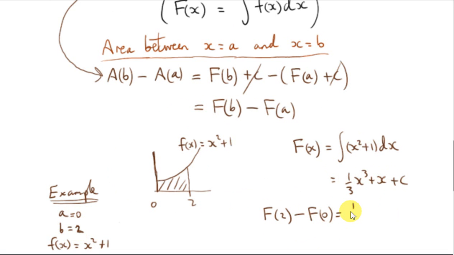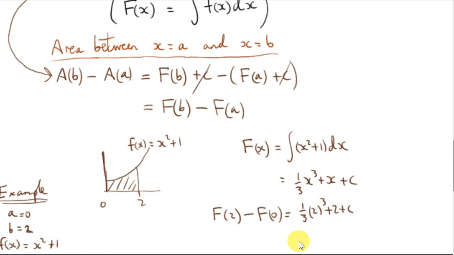So we plug 2 in for x, and then we subtract off big F of 0. So we write this out with 0 in for x. And as we've seen before, the c's cancel out. So we get the answer that we saw before, 4 2/3.